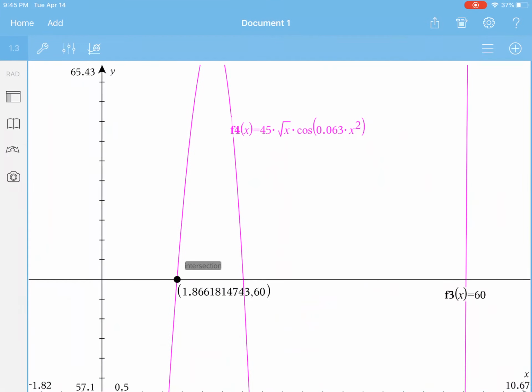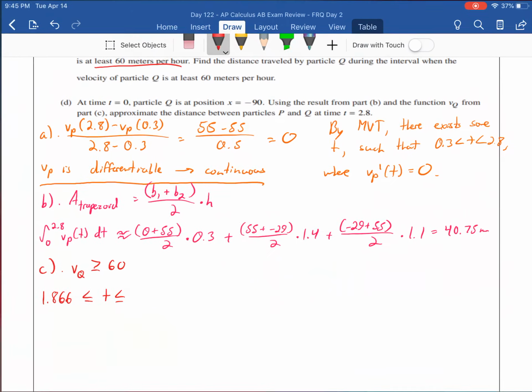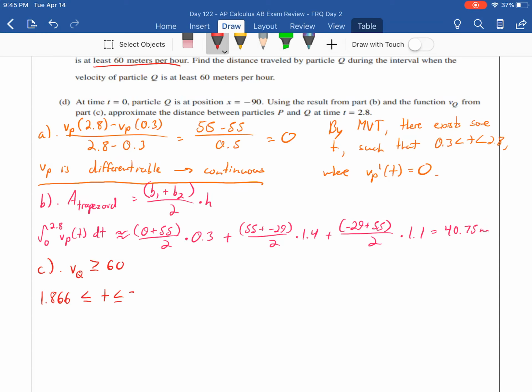For our second intersection point, we use the same thing. We put that there, and zoom in. There you go. Our second intersection point is 3.519. On the AP exam, you always want to make sure you round to at least 3 decimal places. You can write down more if you want to, but you do have to make sure it is correct to at least 3 decimal places. It could be 4, it could be 5, at least 3. So that's our interval. That's the first part of the question. We're done.